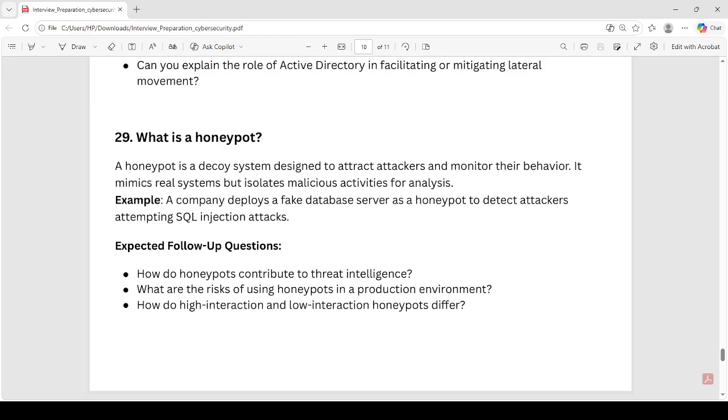Question number 29. What is a honeypot? A honeypot is a decoy system designed to attract attackers and monitor their behavior. It mimics a real system but isolates malicious activity for analysis purposes. Example: a company deploys a fake database server as a honeypot to detect an attacker attempting an SQL injection attack.